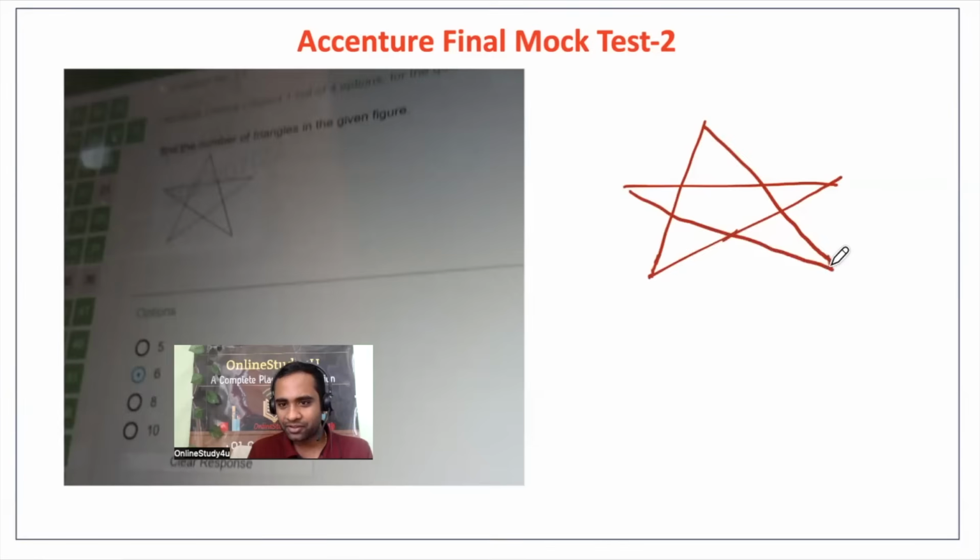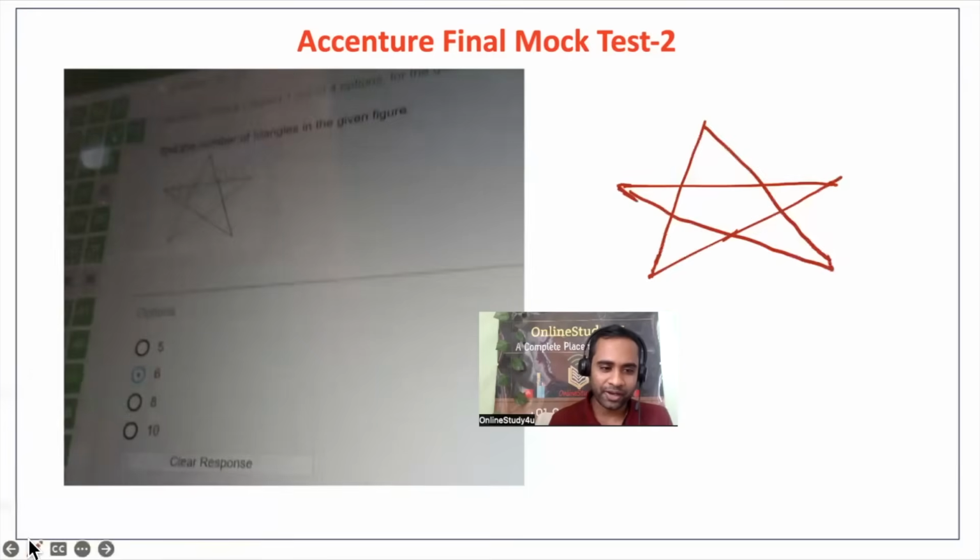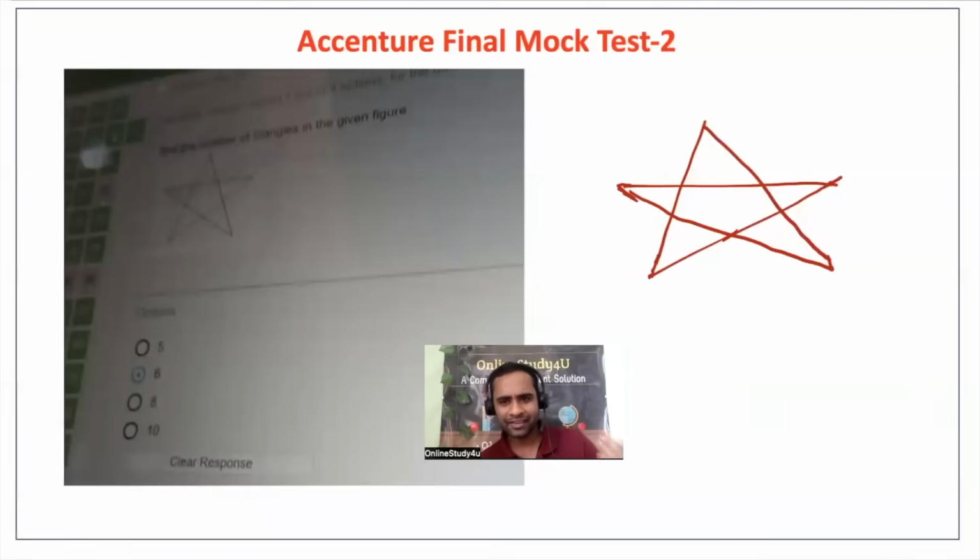Now this is a star figure, and I have to find out how many triangles are there. So let us see. One triangle is this, one triangle is this, one triangle is this, one triangle is this, and one triangle is this. So we got five triangles, which is very much visible.